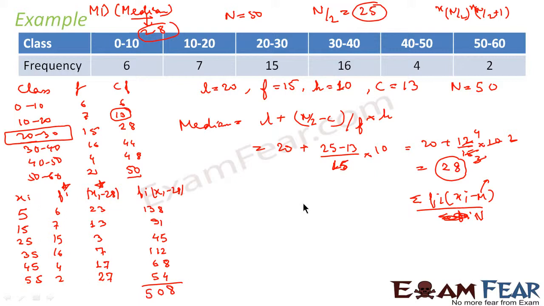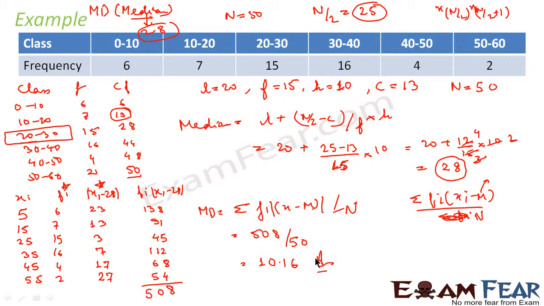And that's what we need. So we use the formula here. Sigma fi into mod of xi minus m by n is nothing but the mean deviation about median. This value is 508 by n, and n we know is 50. 508 by 50 we will get 10.16. This is our answer. So the mean deviation about median is 10.16 for this case.